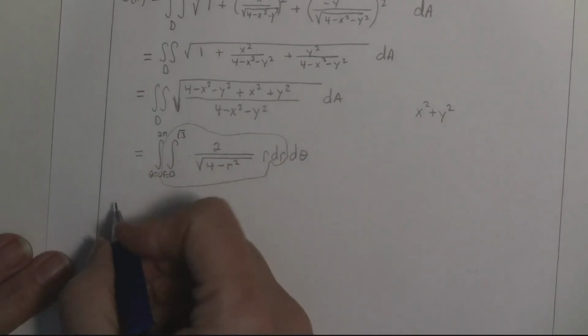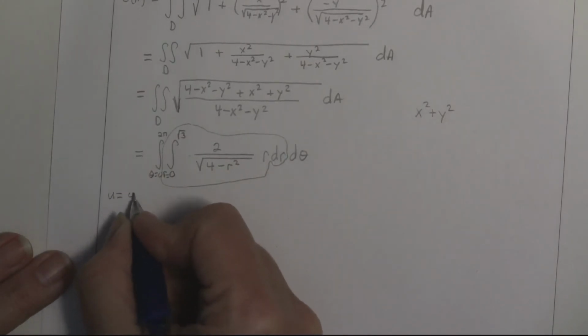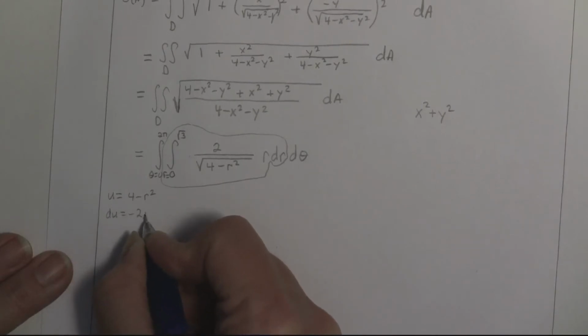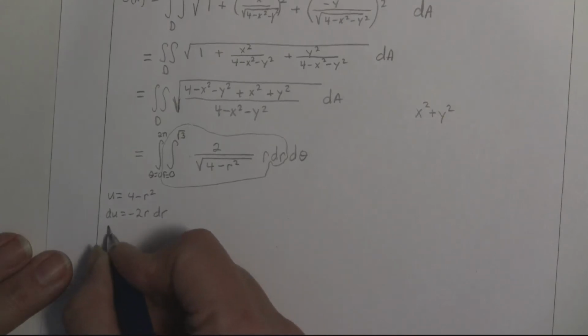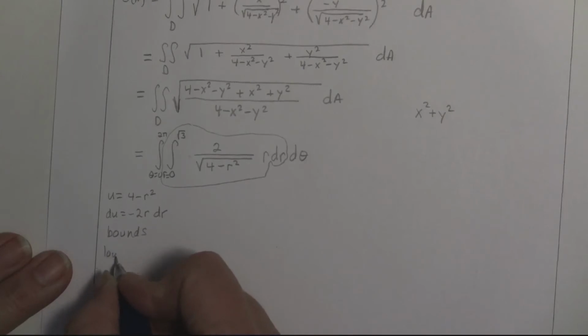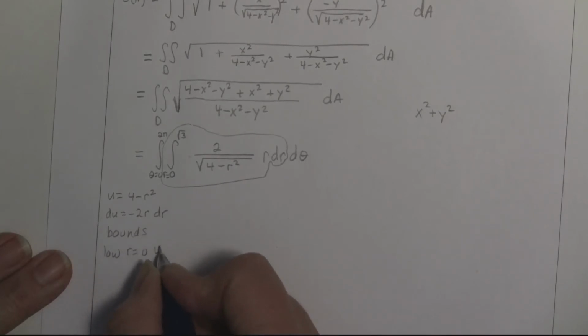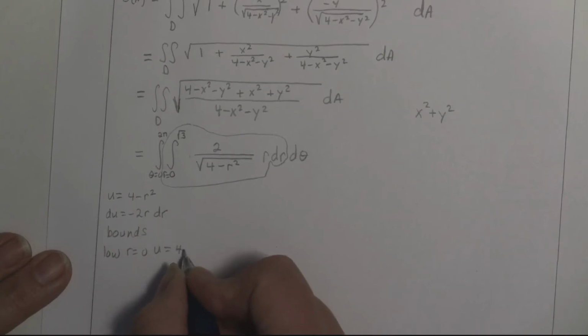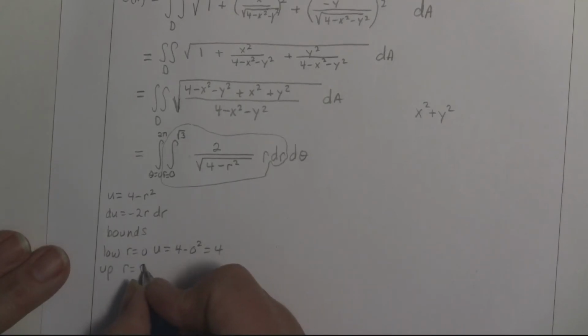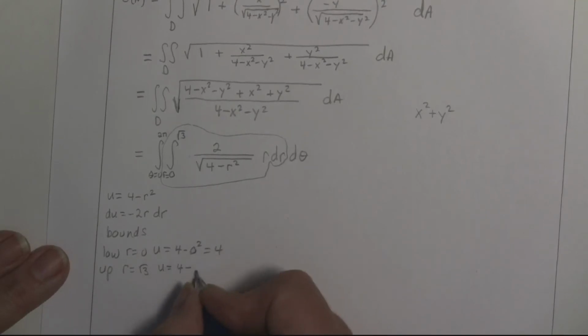And my u substitution: u equals 4 minus r squared, du equals negative 2r dr. The bounds: the lower bound is r equals 0, so u equals 4 minus 0 squared, which is 4. And the upper bound is r equals the square root of 3, so u equals 4 minus the square root of 3 squared, which is 1.